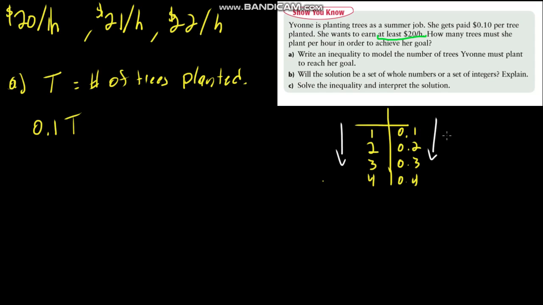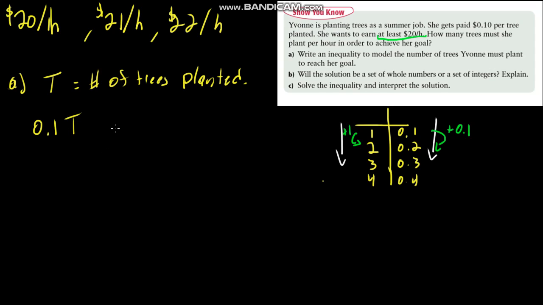But what you're going to see is that every time we increase the trees by 1, we are adding 10 cents. Every time we increase our trees by plus 1, we're going up by 0.1. And if you wanted to work your way back, you would see that for 0 trees planted, she'd get 0 money. So this would be our equation that we're looking at.